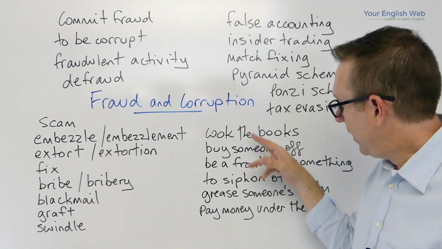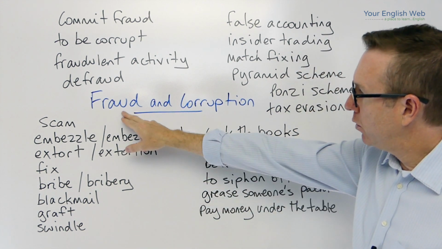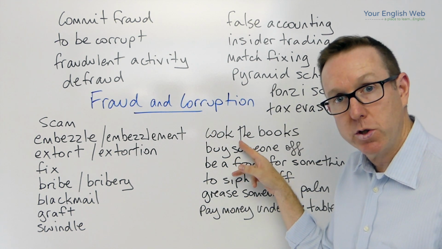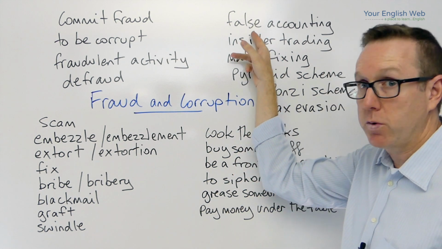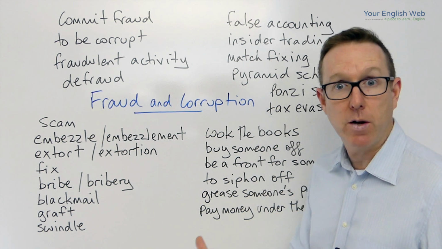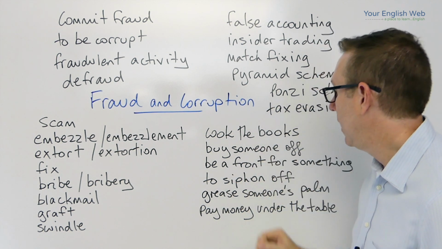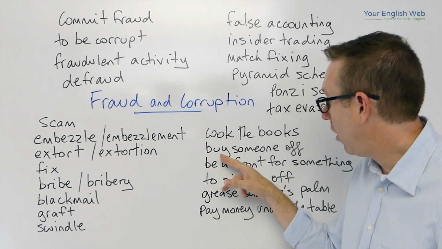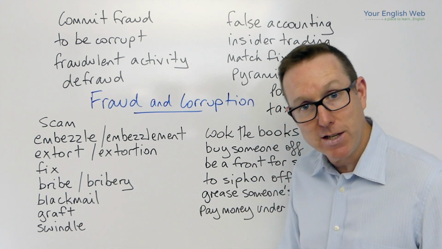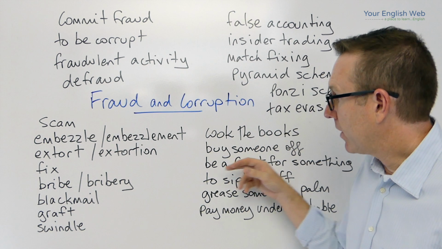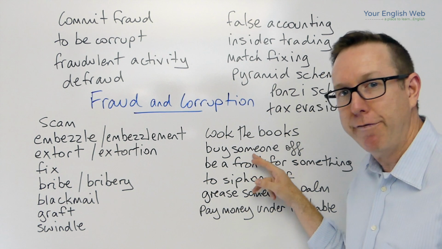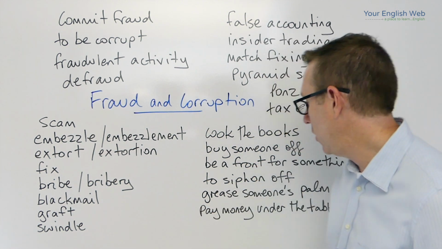Swindle. Now, these are some expressions related to fraud and corruption. The first one we can see here is cook the books. You cook the books, similar to false accounting, where you try to manipulate the records, your financial records in a company. You cook the books. You can try to buy somebody off. Maybe you try to give money to somebody to influence a decision. Again, okay, close to bribery. Okay, you buy somebody off for their influence, or they do favors for you.